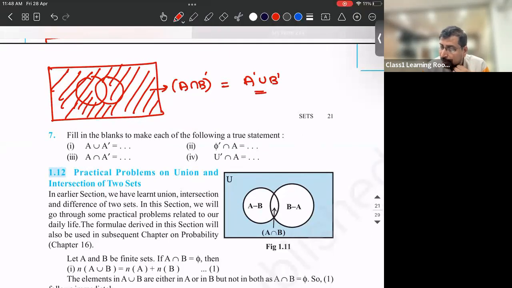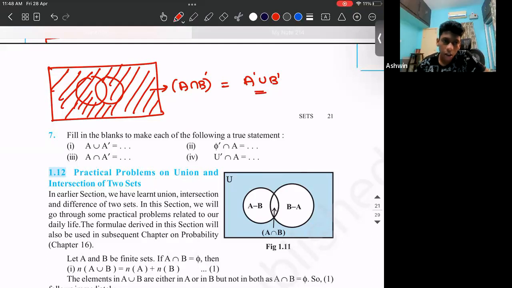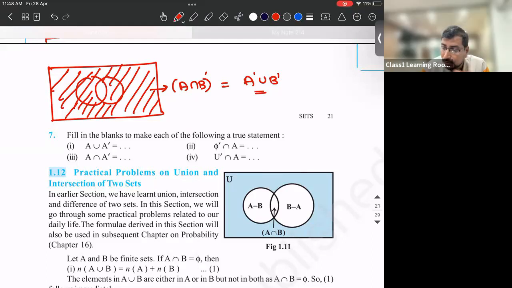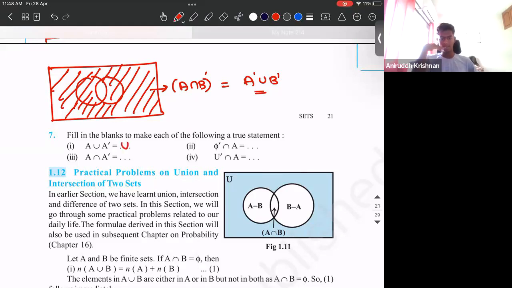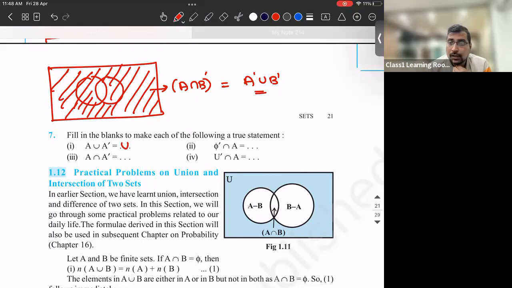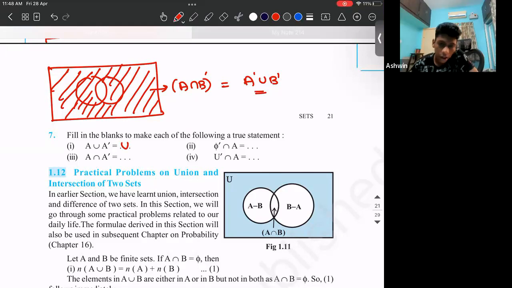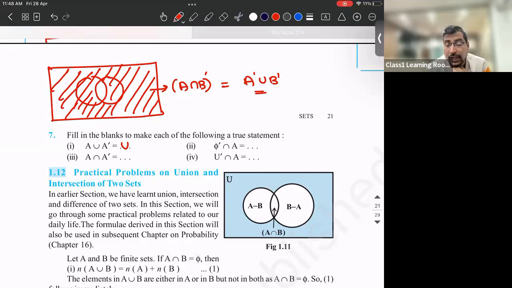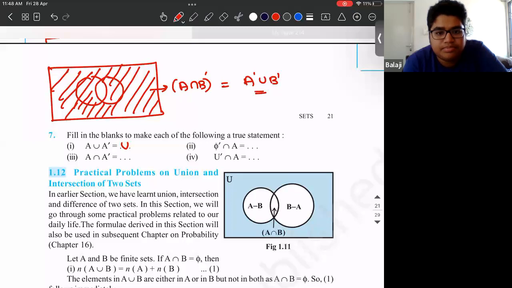So seventh one. Fill in the blanks to make each of the following a true statement. A union A complement. What will A union A complement be? U, the universal set. Null set intersection A. The complement of null set and intersection of A. What is the answer? A. Yes, sir. Correct.